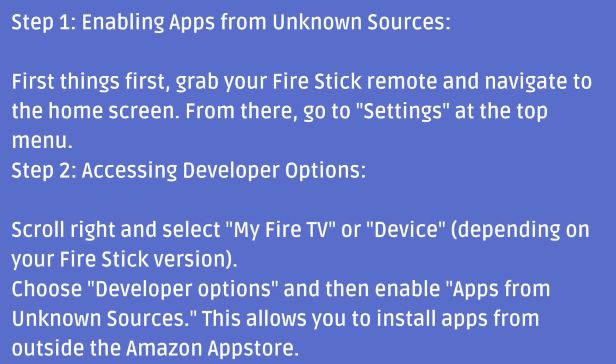Step 1. Enabling apps from unknown sources. First things first, grab your FireStick remote and navigate to the home screen. From there, go to Settings at the top menu.